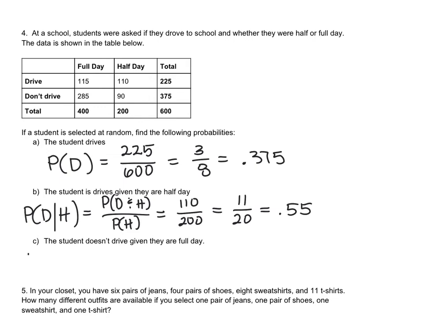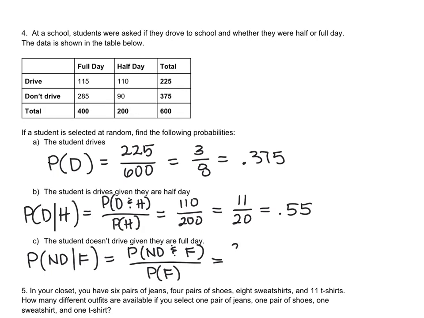And then we want to find the probability that a student doesn't drive, so no drive, given they are full day. So we do probability of not driving and full day over the probability of full day. So no drive and full day is 285 over the full day, 400. So 285 over 400 is 57 out of 80, which is 0.7125.